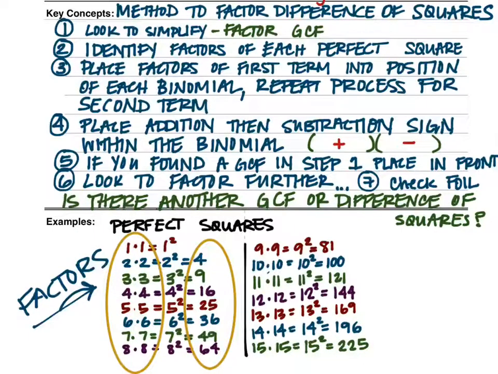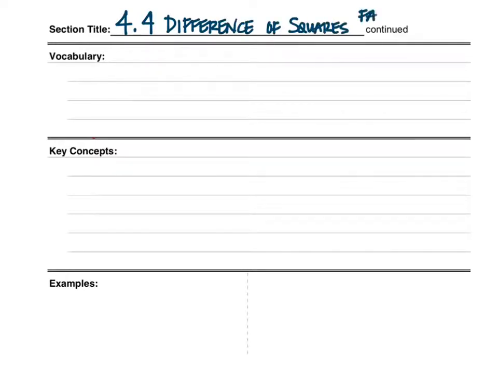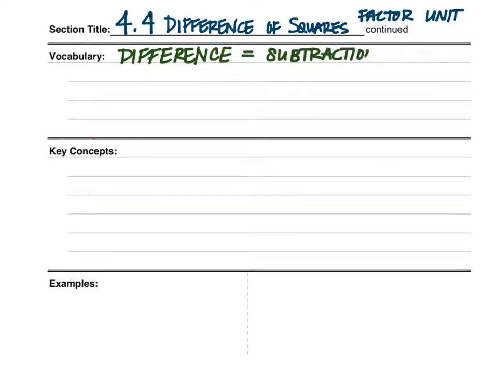Looking at that, we are going to do a couple of examples together and then some try on your owns. So please flip the page and title it 4.4, difference of squares. Again, we're working in our factor unit. Another piece to just be sure that we are really solid on our vocab is that difference means subtraction. So when we talk about the word difference, we're talking about the subtraction of two perfect squares.